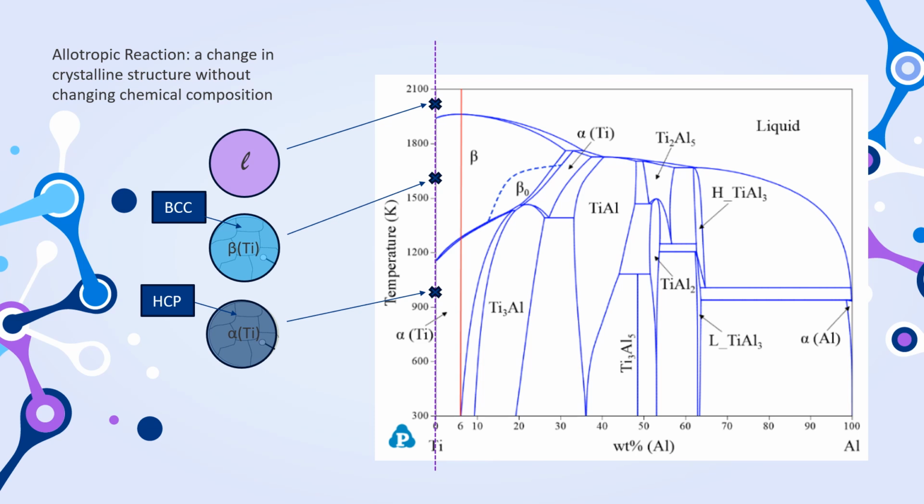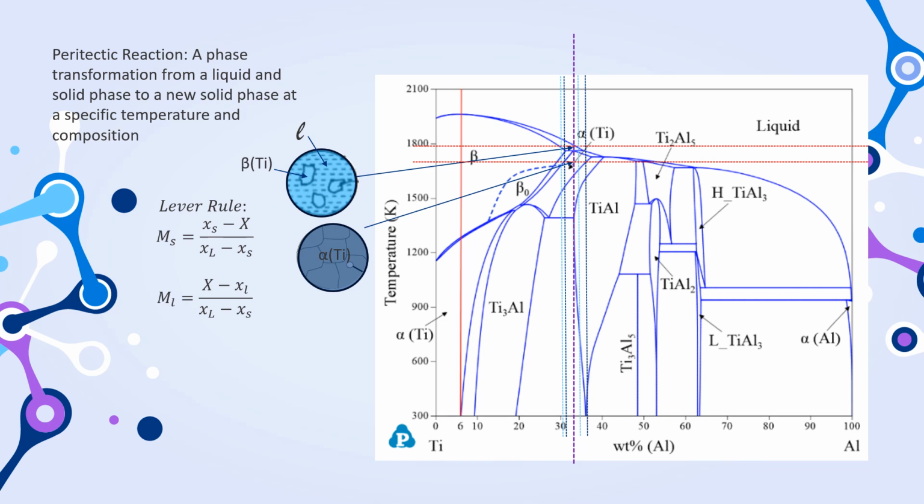At a temperature of about 1950 degrees Kelvin, or about 1678 degrees Celsius, our liquid titanium becomes solid beta-type titanium. This beta-type titanium is more stable at higher temperatures and has a body-centered cubic structure. As we keep cooling, we approach a temperature of about 1150 degrees Kelvin, or about 877 degrees Celsius. At this point, our pure titanium becomes alpha-type titanium, changing crystal structures to hexagonal close-packed. We see that along this line, titanium does not change chemical composition, but does change crystal structure, making it an allotropic reaction.